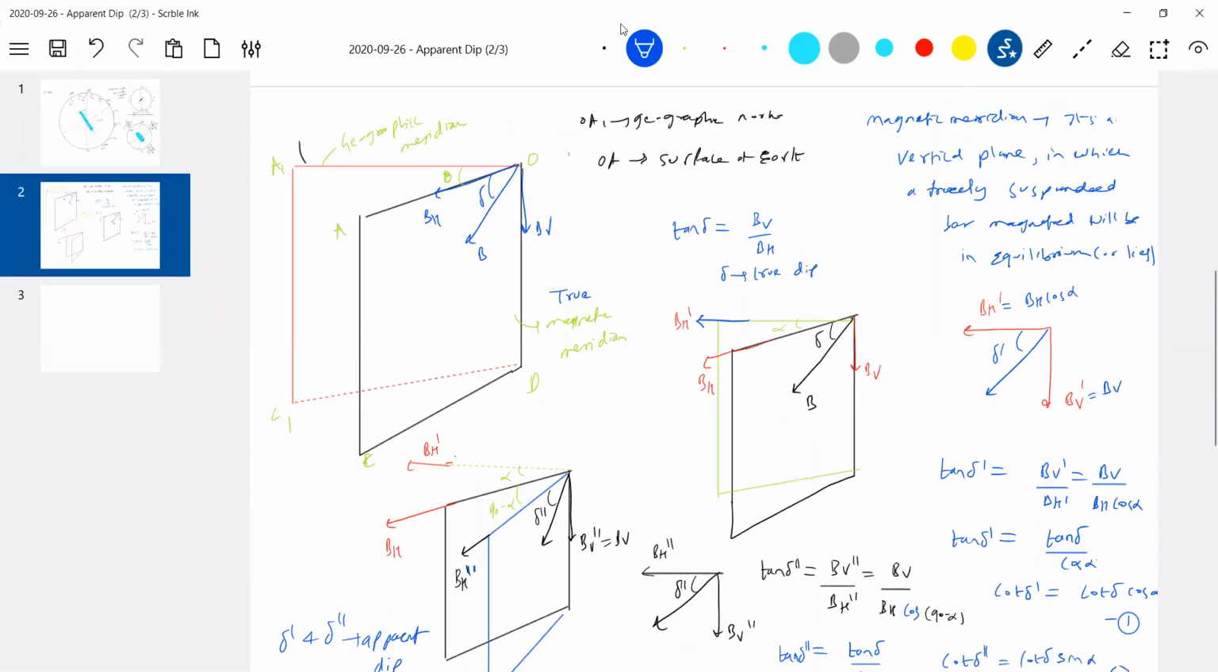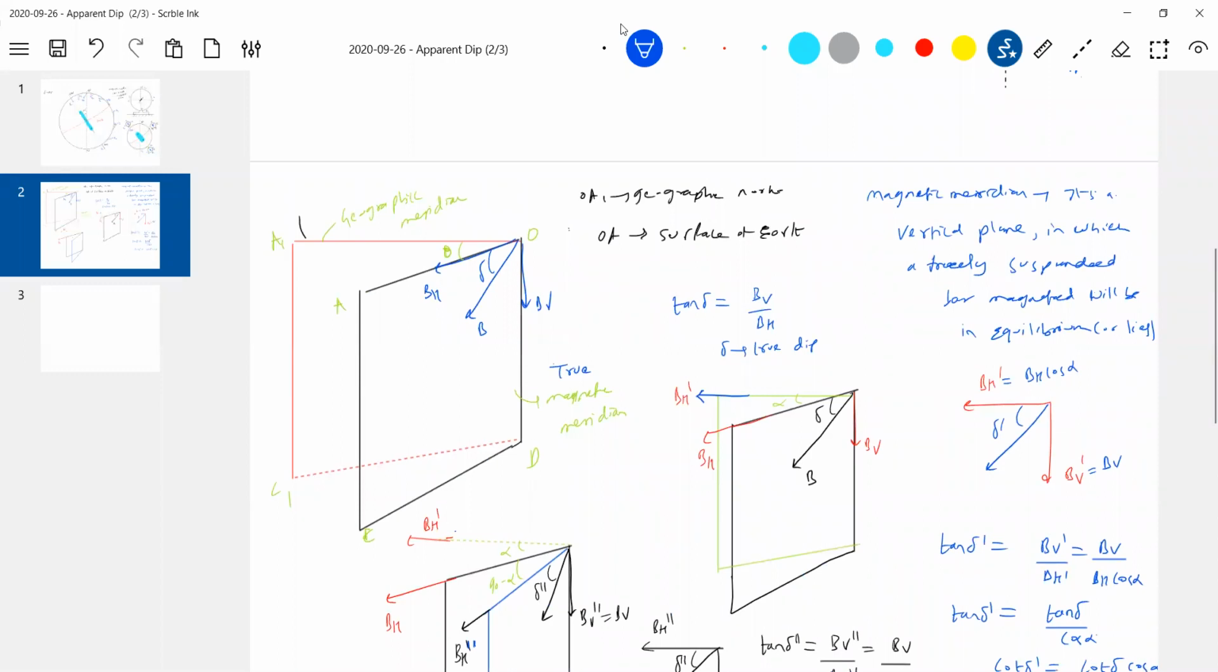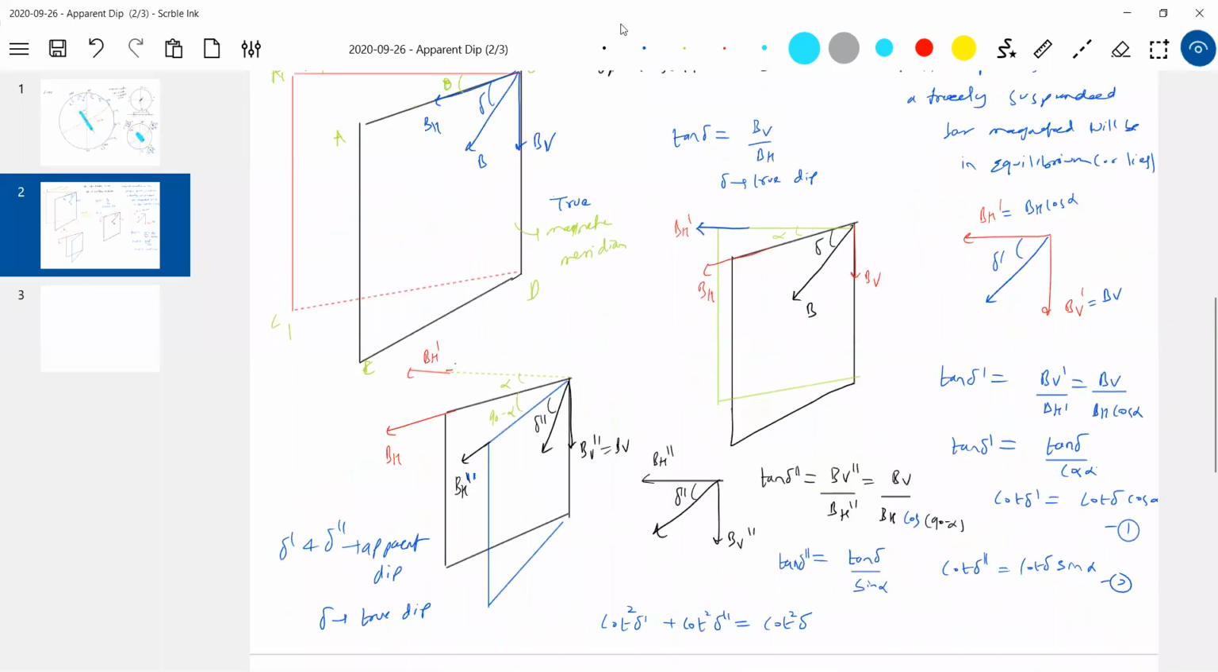So the true magnetic meridian, let's not bother. We need not bother about that one. Even if you say, sir, I don't know the true magnetic meridian, you can cut short. First, at the place where you want to find the apparent dip, you locate some vertical plane, the green color one. There you keep the dip circle. The dip circle should lie in that green color plane. Then you measure the apparent dip, delta dash. Then rotate the dip circle by 90 degrees. Then you measure the apparent dip, delta double dash.